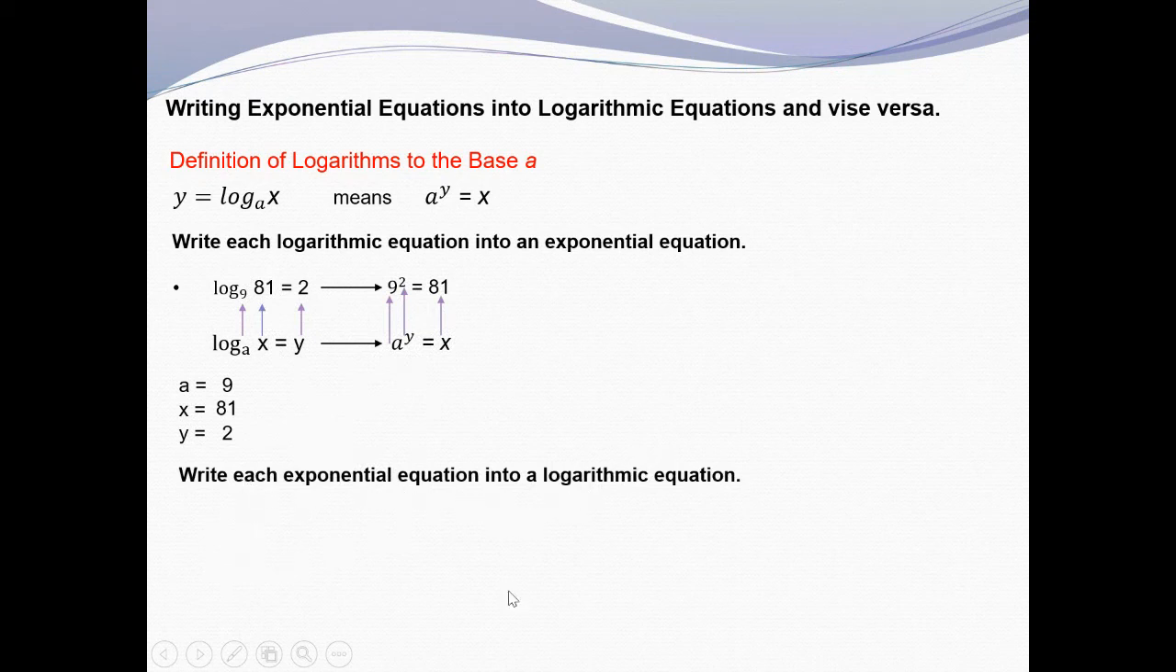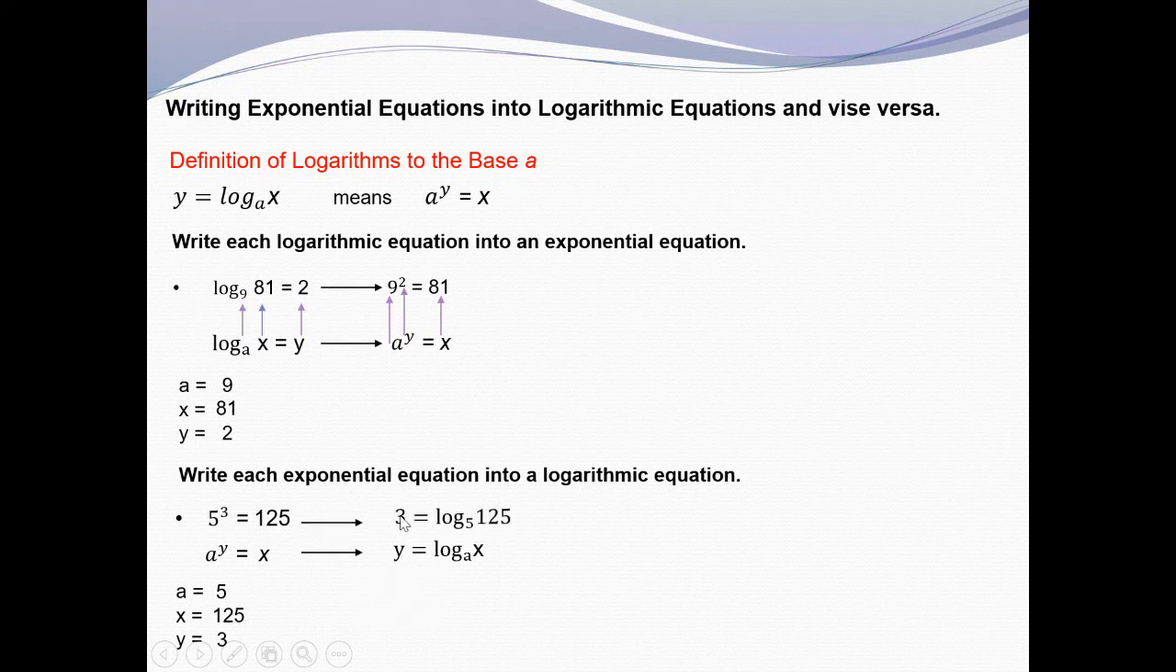Write each exponential equation into logarithmic form. Now they're going to go the other way, right? Then we put the exponential form here. So we want it from exponential to logarithmic now. I need to know what the a, x, and y are. My a is 5, my y is 3, my x is 125. So my y is 3, my a is 5 right there, and my x is 125.